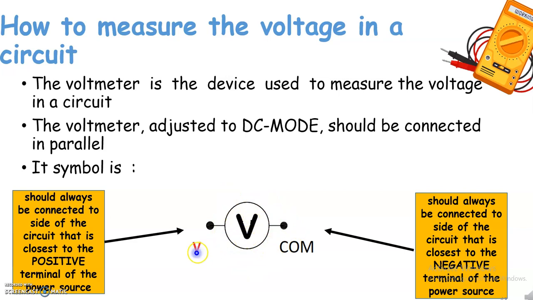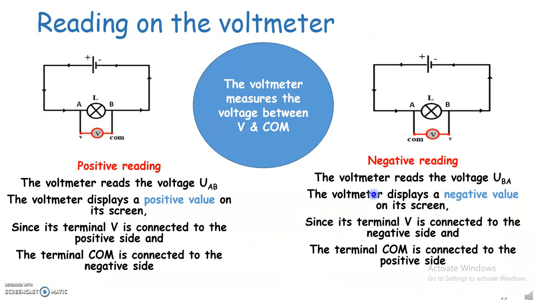The voltmeter has two ends, V and COM. V should be connected to the positive born of the battery. COM should be connected to the negative born of the battery. This slide will teach us how to read the value on the voltmeter. Please remember this point as your name. The voltmeter measures the voltage between V and COM. It starts by reading the letter connecting to V.